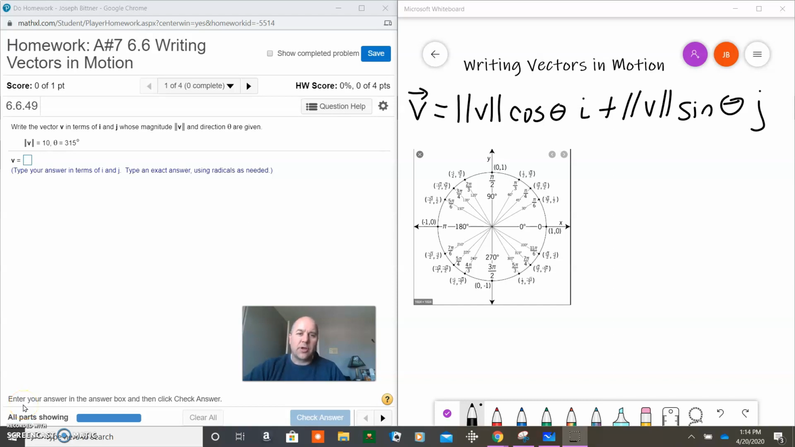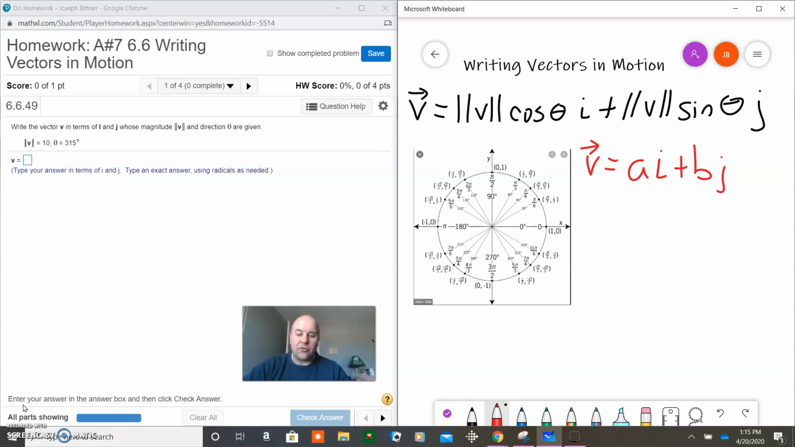Hey, welcome trigonometry students, and what we're getting into now is writing vectors in motion. Basically, we're just writing it in the component form. I don't have the component form up here, but what I'm talking about whenever I say the component form is the a and the b value. Again, the a is giving you the left and right direction, b is giving you the up and down direction, and we're just trying to write it in that notation.